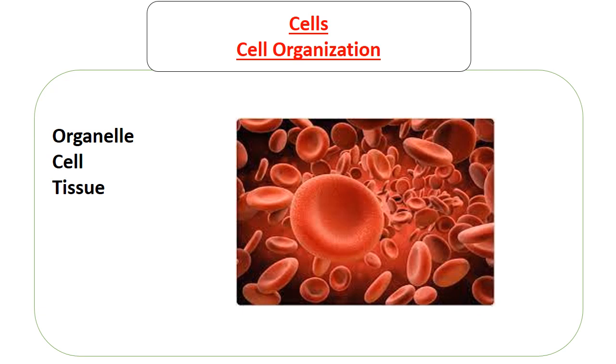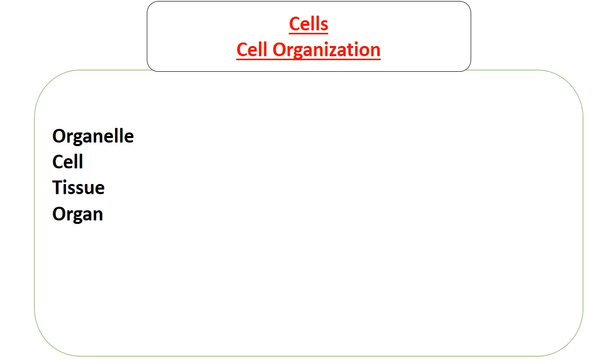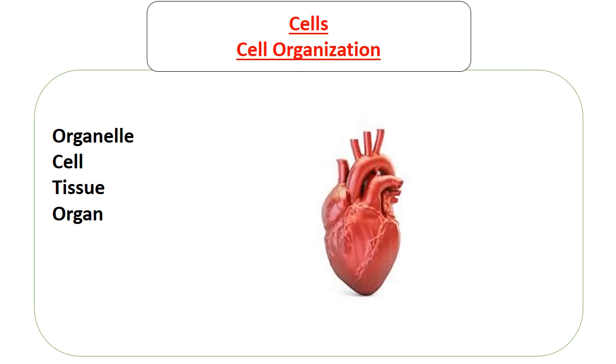A group of tissues that perform different functions but ultimately carry one objective makes up what is known as an organ. Examples of organs include the brain, the liver, and the heart. If we look at the heart, it is made up of more than one tissue. An example of a tissue that makes up the heart is connective tissues. So connective tissues connect one part of the heart to the other.